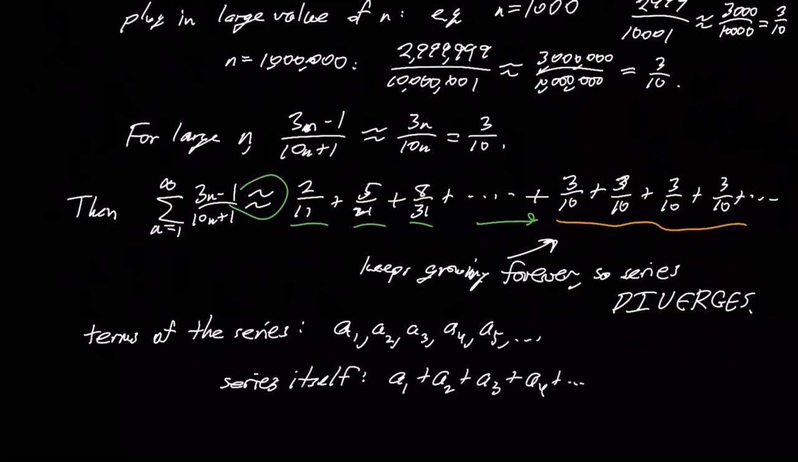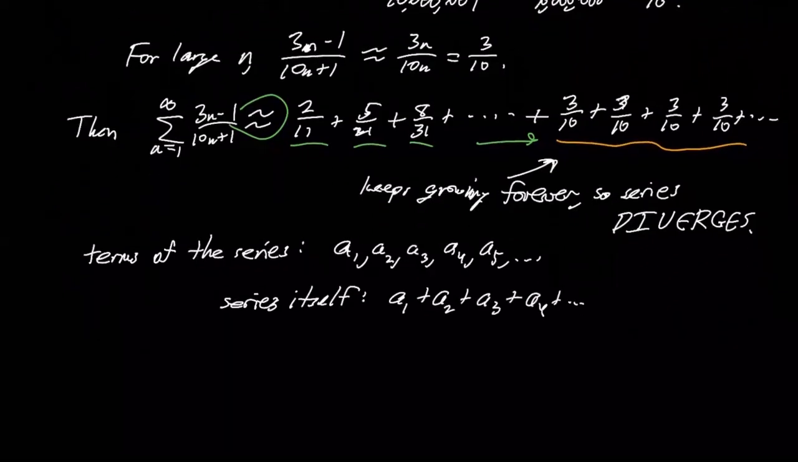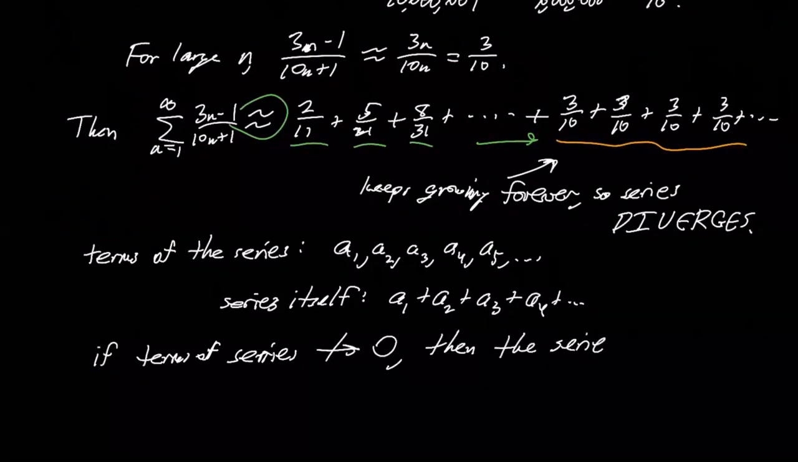And what I'm trying to say in general is that if the terms of the series do not go to 0, then the series must diverge, because you're just adding the same non-zero number over and over again.